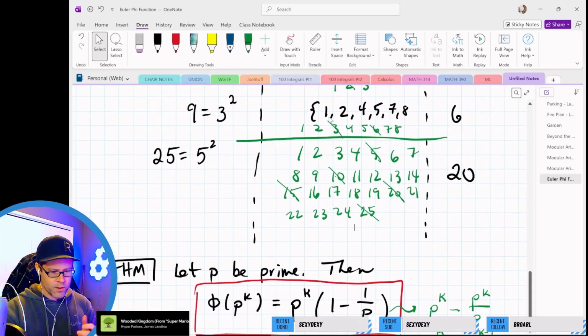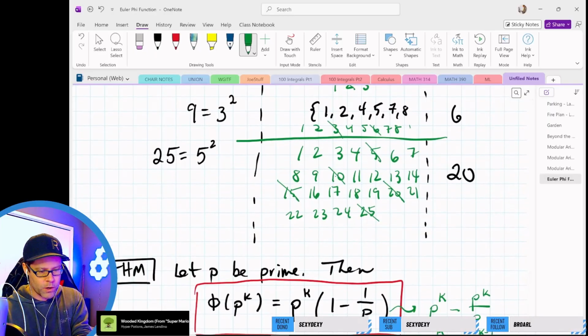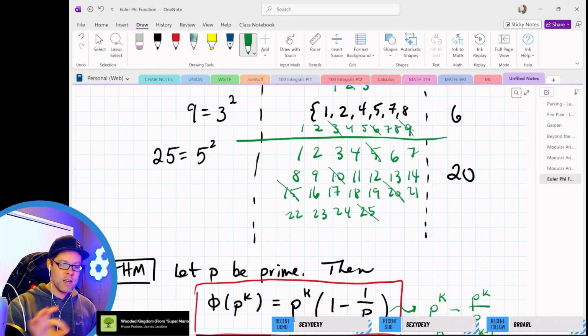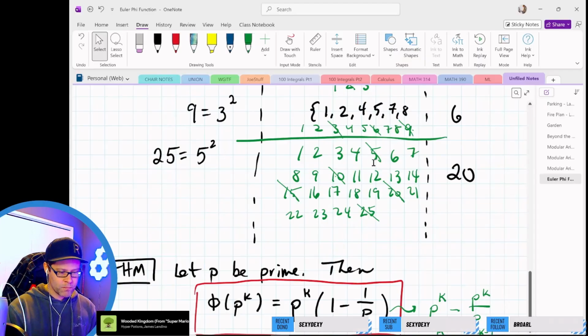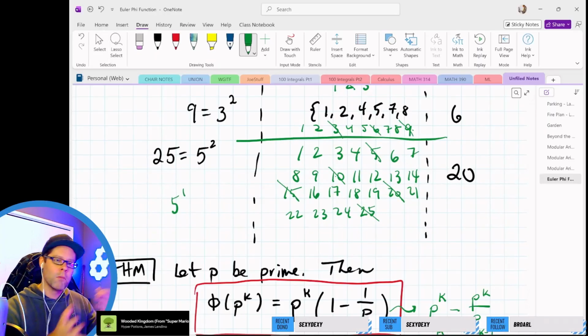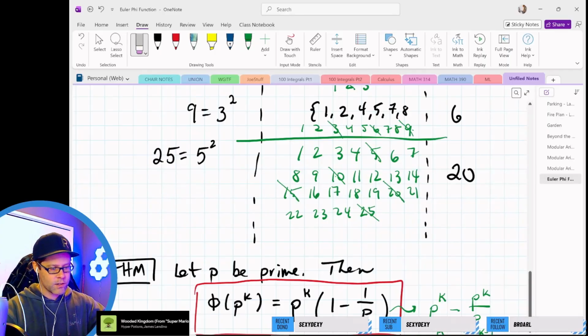So same thing here with 9. Maybe look at a smaller example. If we go all the way up to 9, which is 3 squared, we need to remove then 3 multiples of 3 on the way up to 9. So there's 3 to the power of 1 multiples that we remove. Down here, there's 1, 2, 3, 4, 5 multiples of 5. So we remove 5 to the 1 multiples from our list. So that's the idea.